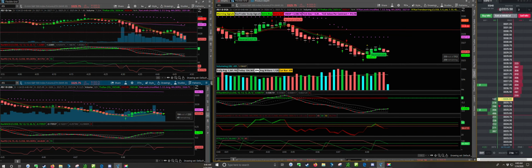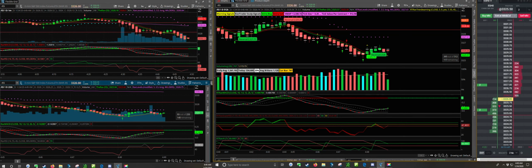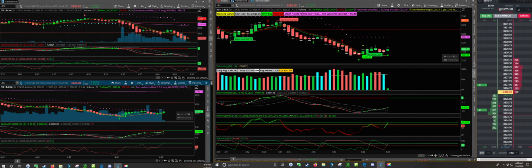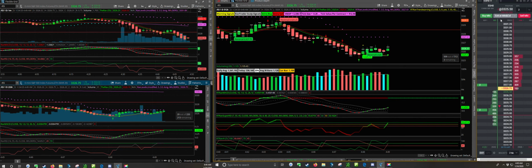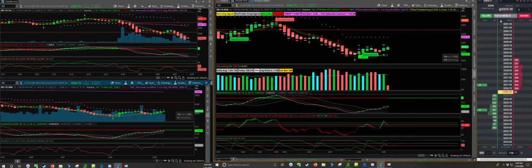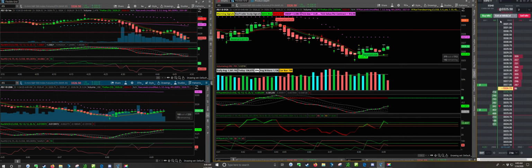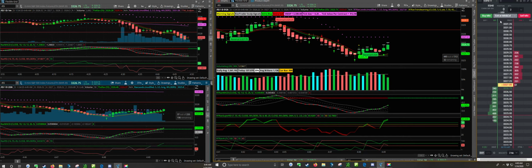Reversal order right on the moving average, 25.75. Let's take this thing long right above this resistance at 26.5. 26.5 triggered. Go ahead and take your profit on that. Stop filled.